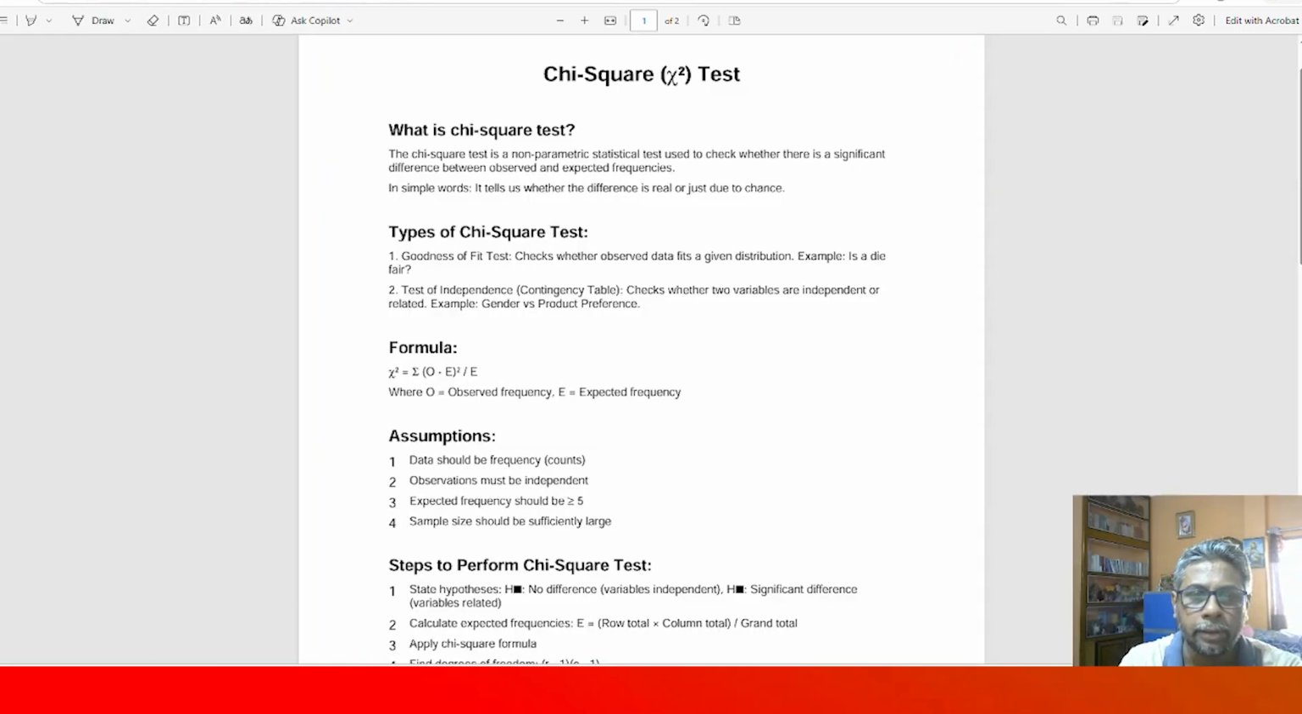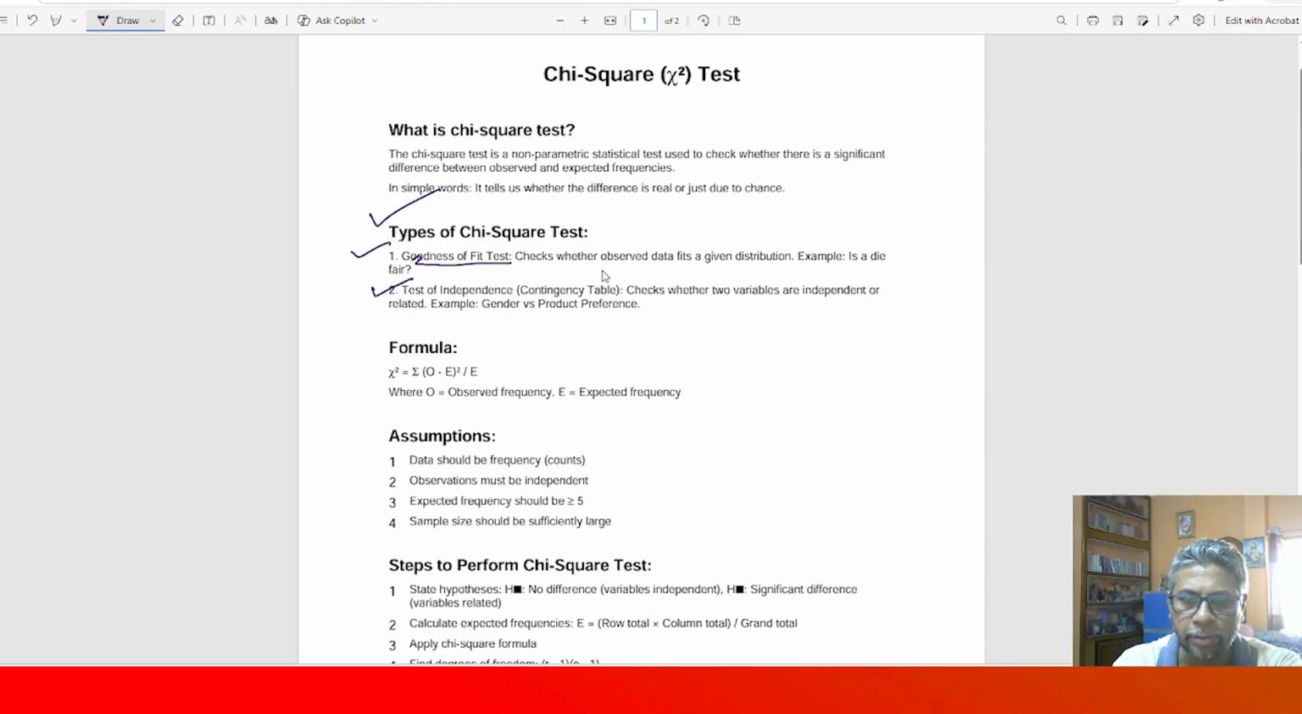Important information about the chi-square test: there are different types of chi-square test. Number one, goodness of fit. Number two, test of independence. Goodness of fit checks whether the observed data fit a given distribution. For example, is a die fair?